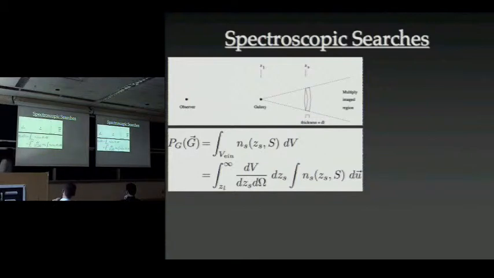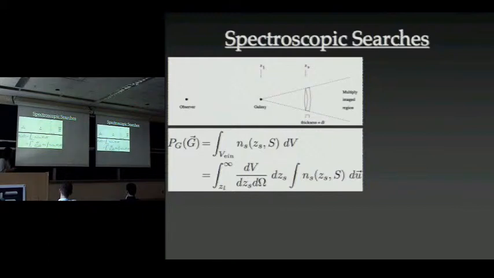So about the spectroscopic searches, and BOSS in particular, let me first talk about SLACS. Here's the idea. You're here with a spectrograph and you're looking at a galaxy. So what's the probability that there is some galaxy in the Einstein cone?